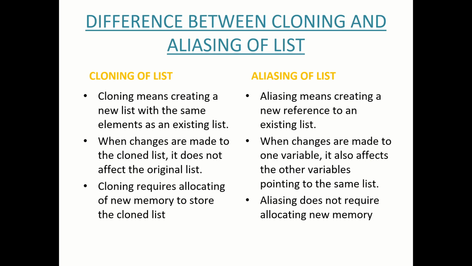In cloning of a list, when changes are made to the cloned list, it does not affect the original list. In aliasing, when changes are made to one variable, it also affects the other variables pointing to the same list. Cloning requires allocation of new memory to store the cloned list, whereas aliasing does not require allocation of new memory.